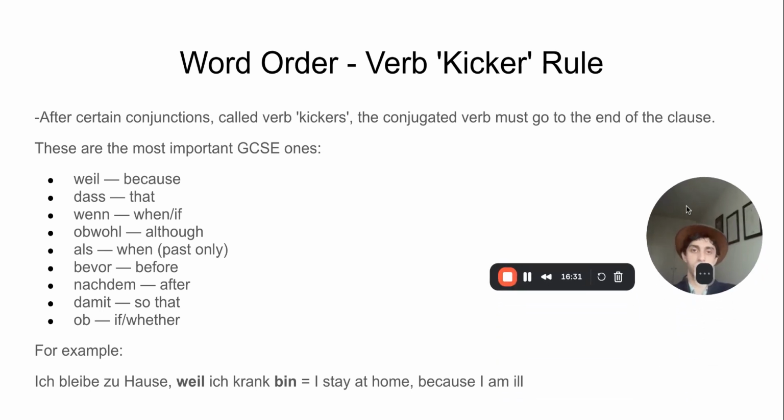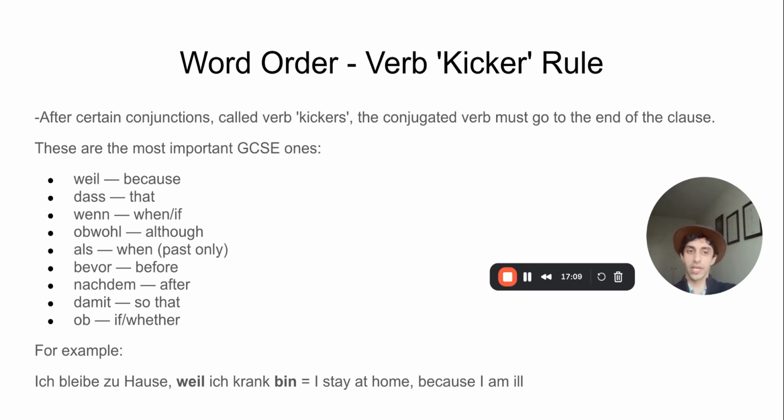Okay, now it possibly gets a bit more complicated. Each of these rules, like I said, are likely to take some time and practice to consolidate, because German grammar does have more rules and more to memorize than, say, English grammar, for example. So do take your time to make sure that everything here is as clear as possible, and do practice it as well. Don't neglect that. So the verb kicker rule is something that students can find tough for GCSE and iGCSE German.